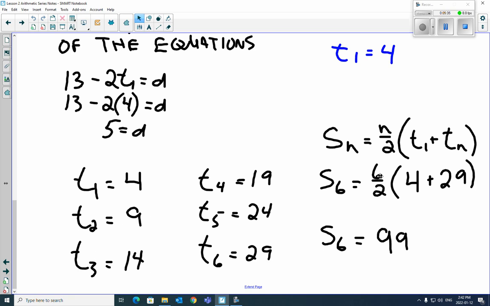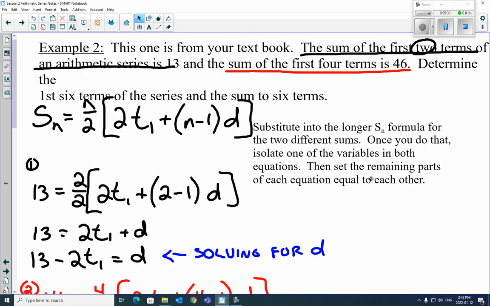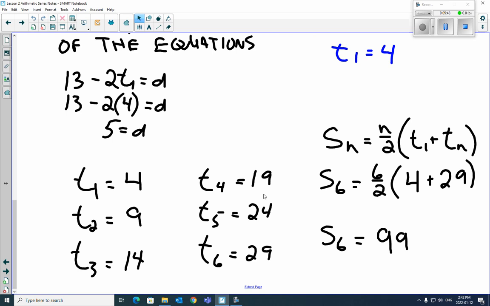And then I think the question actually asks up here, determine the first 6 terms of the series. We just did that, and the sum to 6 terms. So if you listed them off like this, 4, 9, 14, 19, 24, 29, you could just add them up. But we can also use the formula.